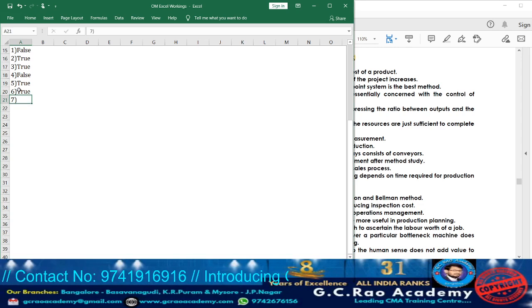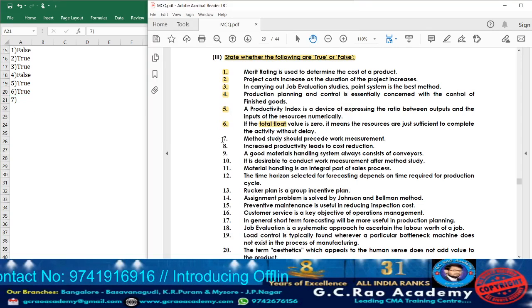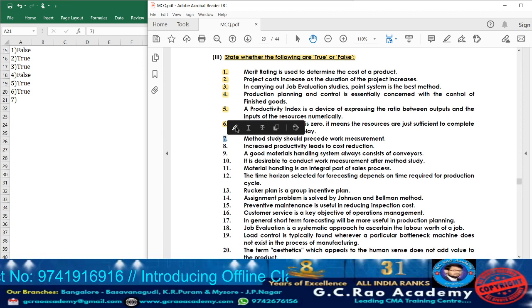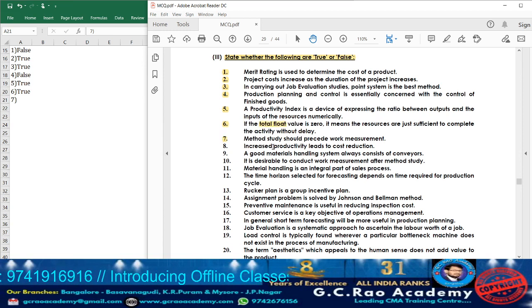Next, moving on to statement 7. What they are telling is, method study should precede work measurement. It means before performing work measurement in a particular organization, they should first make the method study.